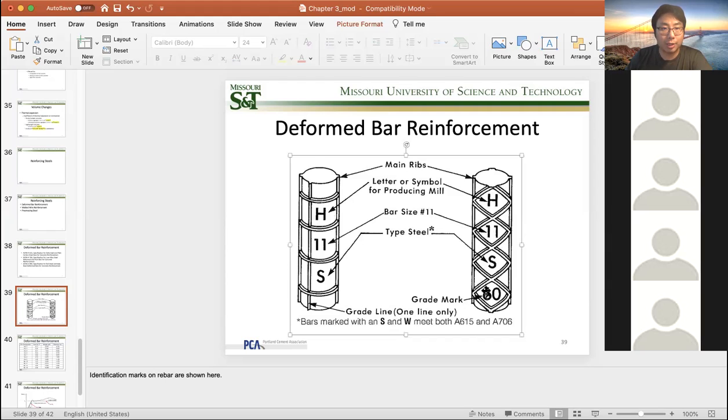So if you're a civil engineer, you go on a job site, you pick a rebar, you read these letters, you can tell the construction workers what type of bar they are. You should be able to, or they'll laugh at you. I'm just joking, but anyway.